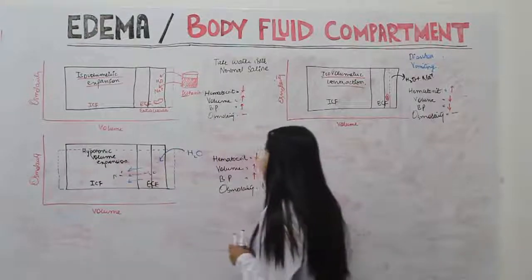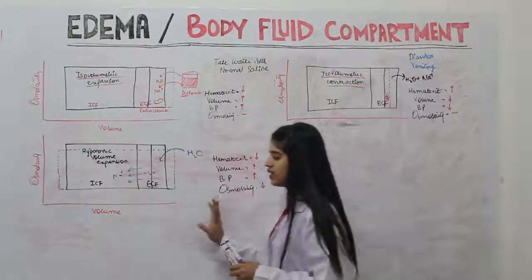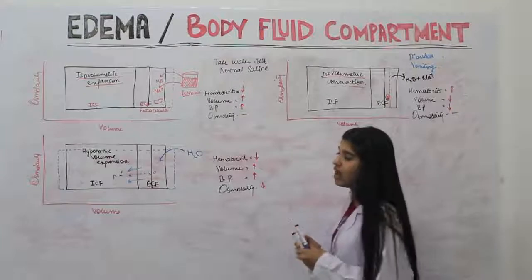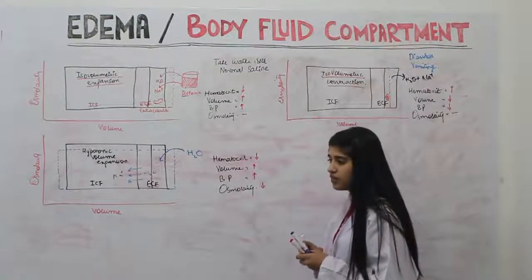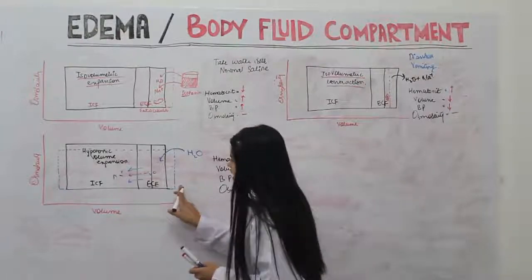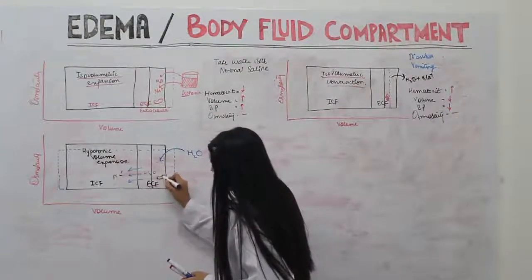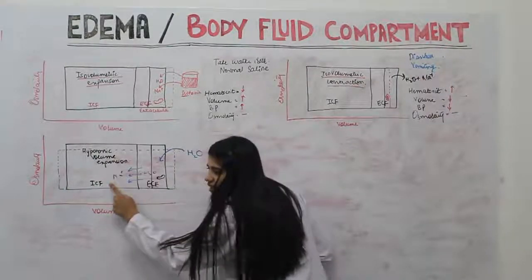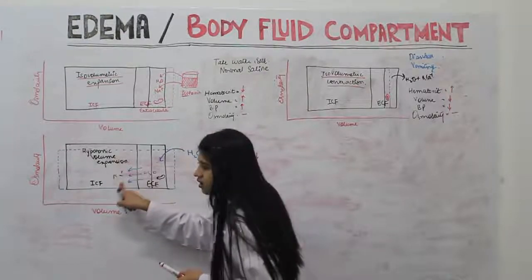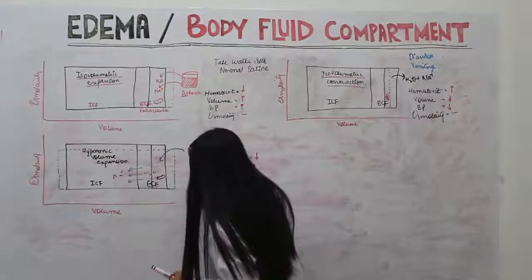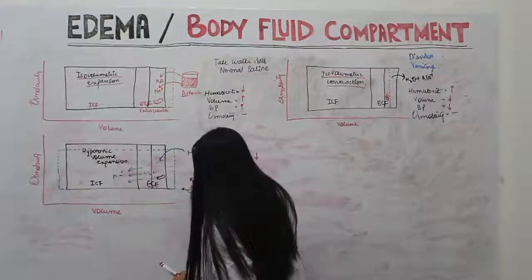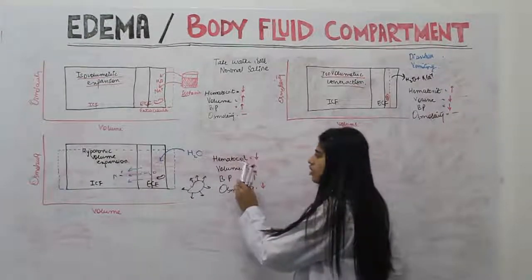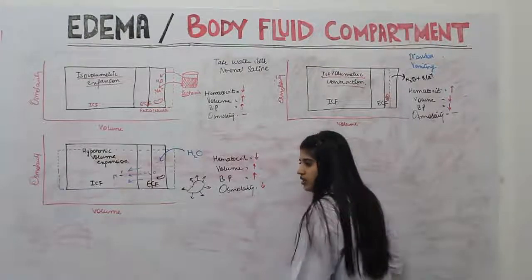Get it? Here we also have to mention one thing: what would happen to the RBC? The RBC is also a cell. Don't grab the thing, just think. The interstitial fluid volume has increased, so what would happen to the RBC? It would swell up. Even though hematocrit decreases, the RBC will swell up.